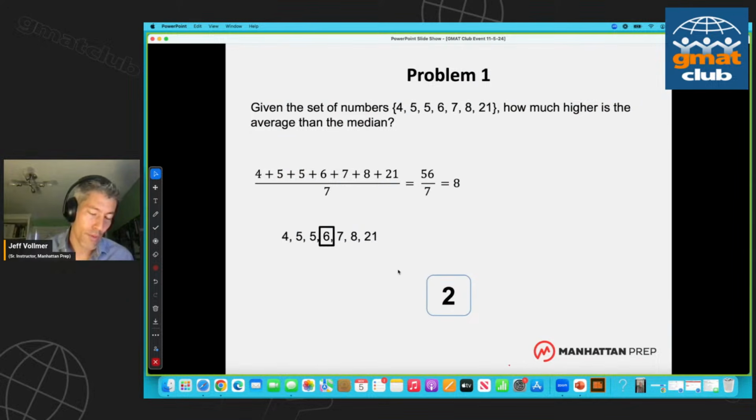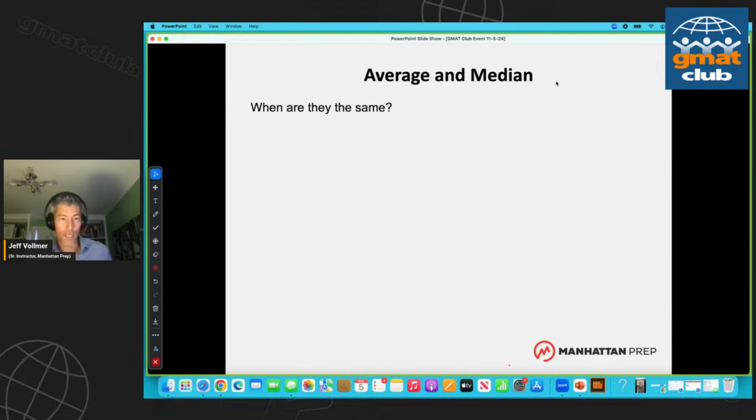Thanks for all the people who gave me an answer in chat. Thumbs up for 2 here. So we can see that average and median don't have to be the same value. But occasionally, and in a lot of sets that the GMAT gives us, the average and the median will actually be the same value. What might be some conditions when these two values of a set are equivalent? Can you think of any? What kind of sets would have an average equivalent to the median?